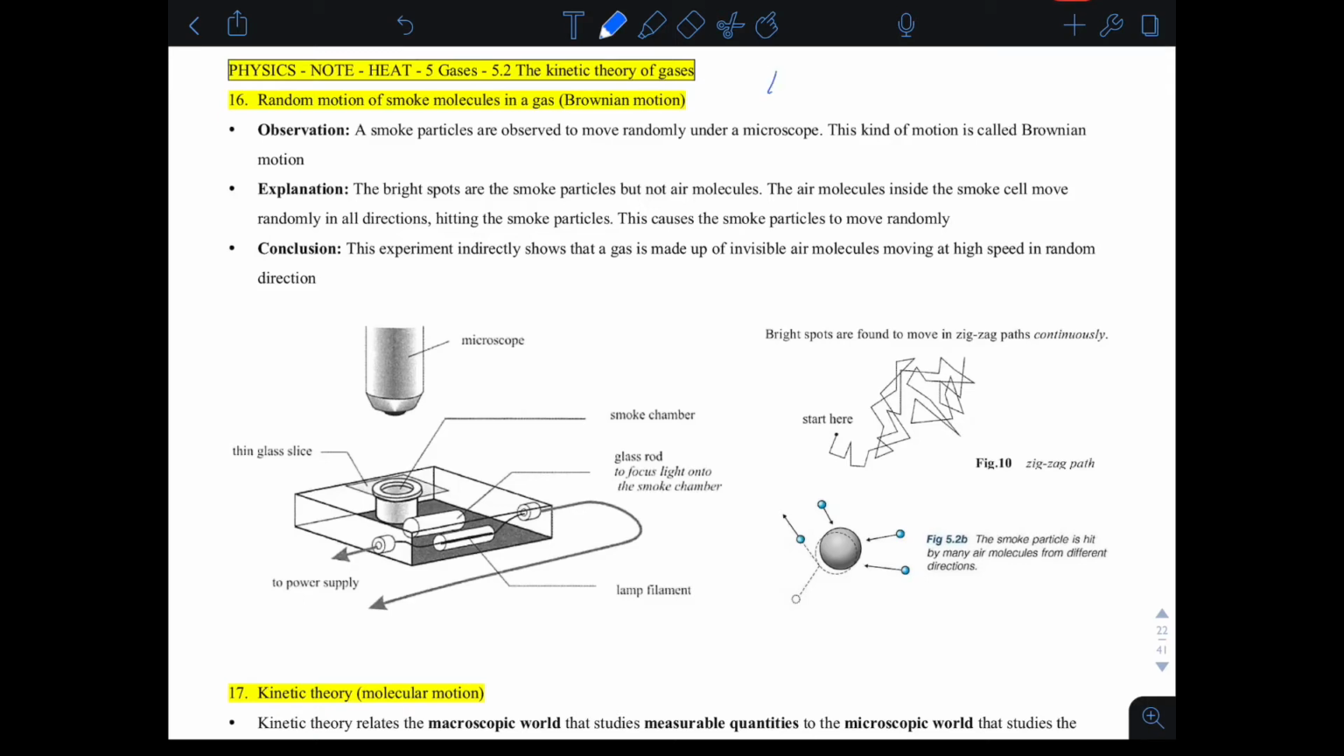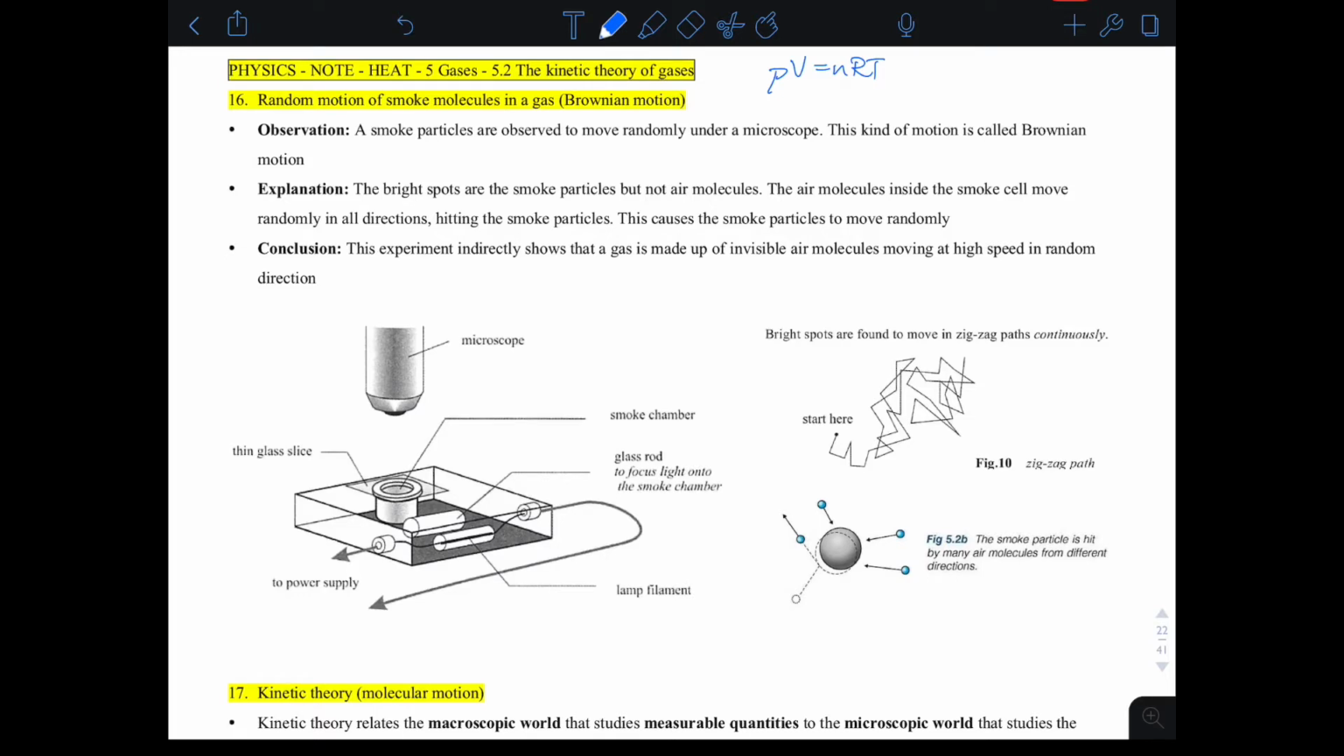In our previous chapter 5.1, we were trying to describe the gas in terms of PV equals nRT. This gives us the relation between the pressure, volume, number of moles, and also the temperature of a gas, and they will be changing with each other. But this equation only describes the situation, and didn't explain why it will be like this.